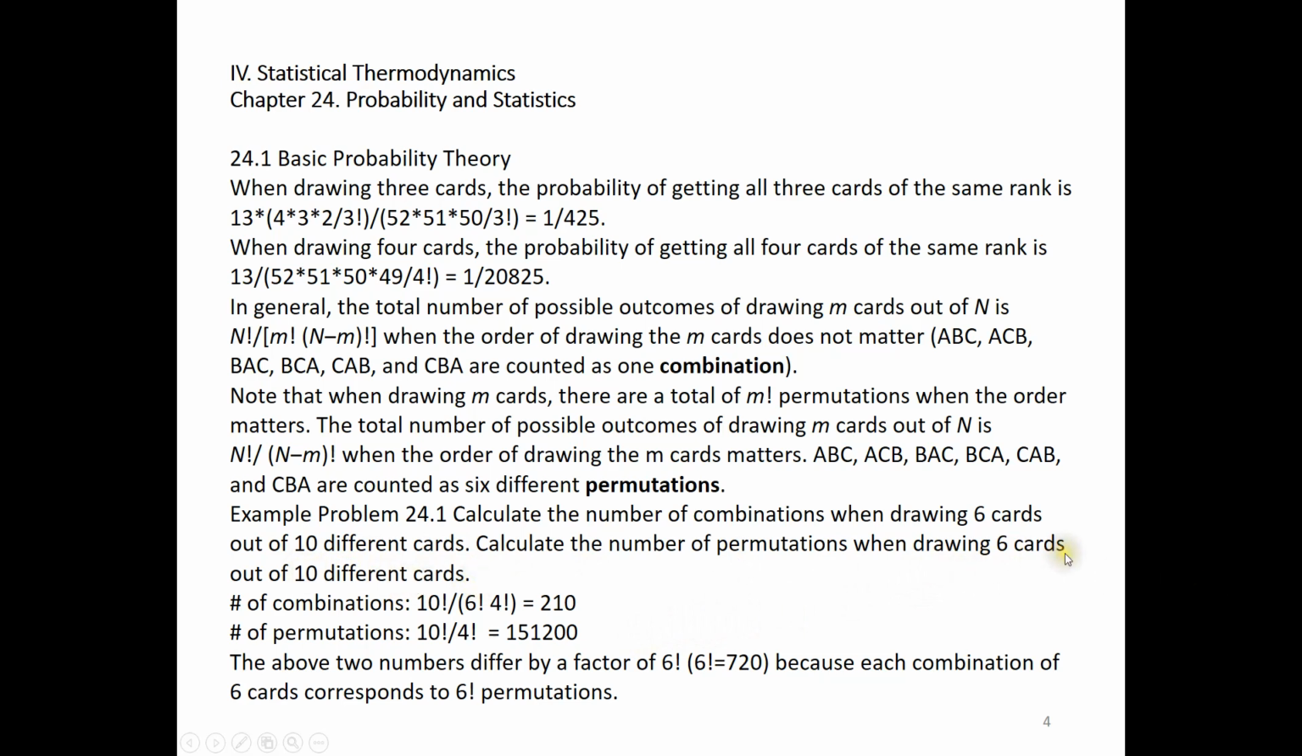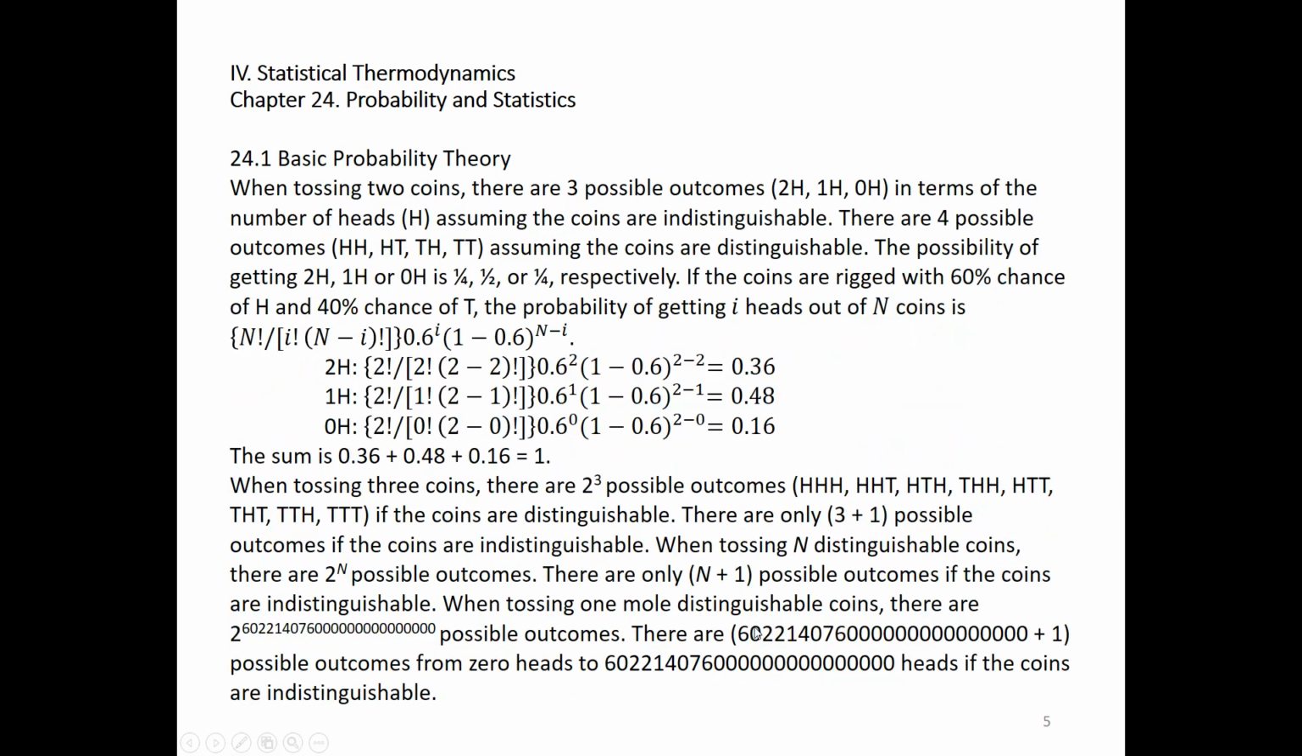What if you draw 10 cards out of 10 cards? You have only one combination, right? It's going to be 10 factorial over 10 factorial times 0 factorial. 0 factorial is 1, and you get just one combination. The number of permutations, a lot. It's going to be 10 factorial. 10 factorial is 6 factorial times 7 times 8 times 9 times 10. It's a huge number.